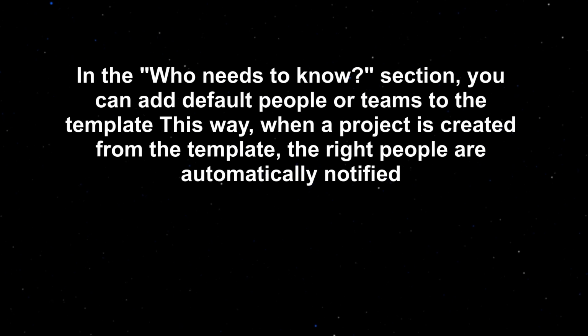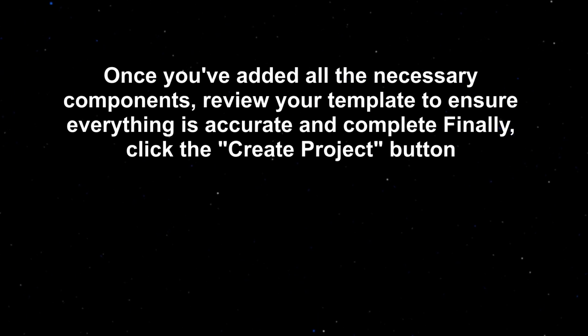In the Who Needs to Know section, you can add default people or teams to the template. This way, when a project is created from the template, the right people are automatically notified. Once you've added all the necessary components, review your template to ensure everything is accurate and complete. Finally, click the Create Project button.